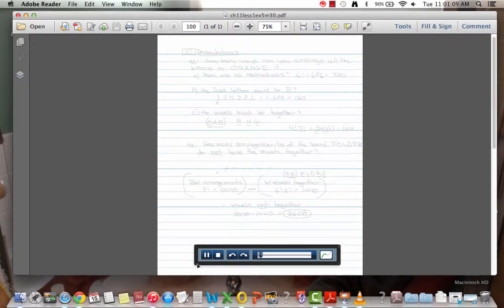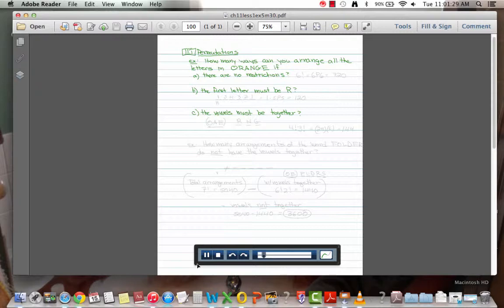Example comes out of section 11.1 permutations. So this question brings us back to arranging letters in a word. We're asked how many ways could you arrange all the letters in orange if there are no restrictions. Well, no restrictions. I look at the letters carefully. I've got 1, 2, 3, 4, 5, 6 letters all together.